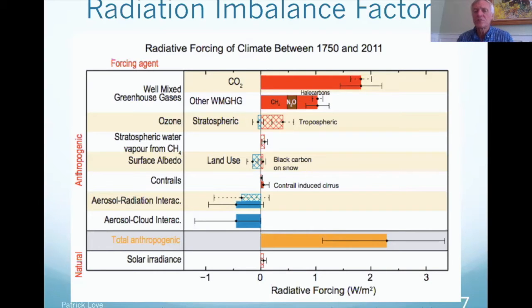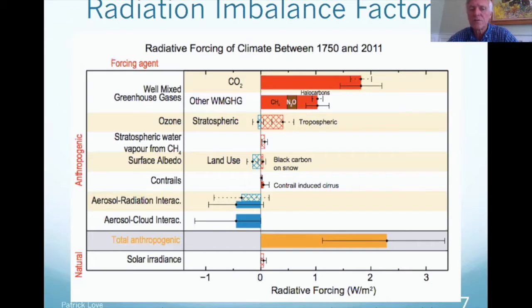Some people are sort of surprised that the land use effect is cooling. And that's because we've replaced a lot of forests with a lot of dirt, soil, farmland. And the farmland is less absorbent, more reflective than a forest is. Contrails are somewhat warming, very small effect. And then there are two big cooling effects, and both of these have rather large error bars on them.